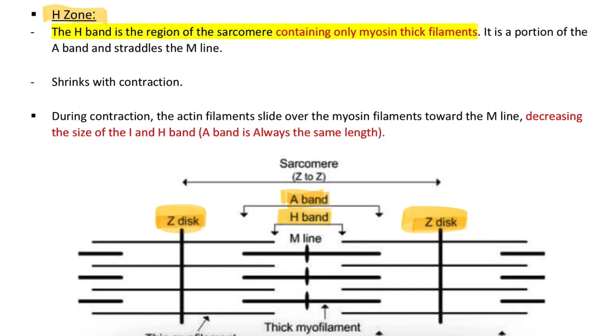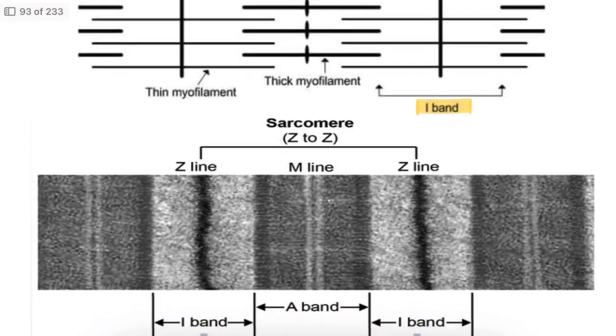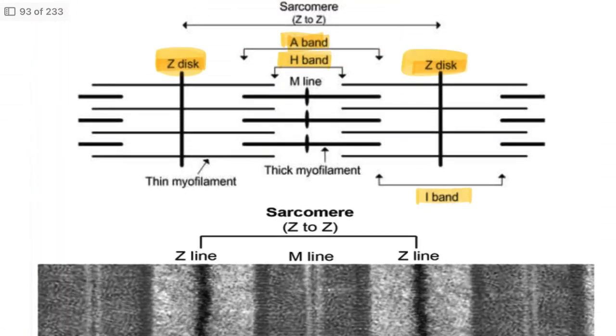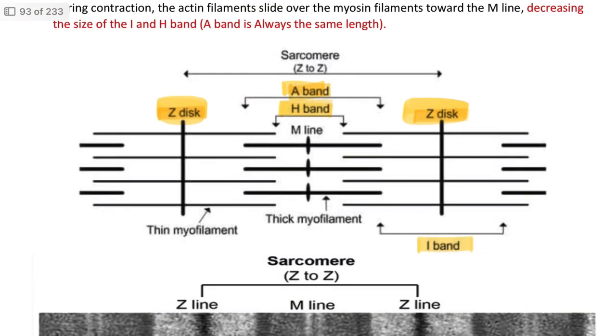Next, titin. Titin means a huge elastic protein. It connects the myosin to the Z line.